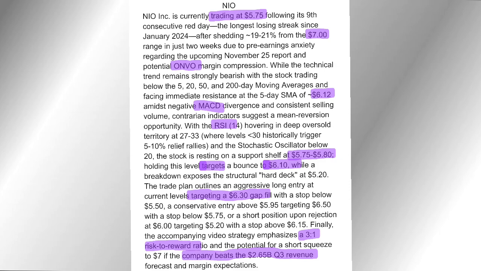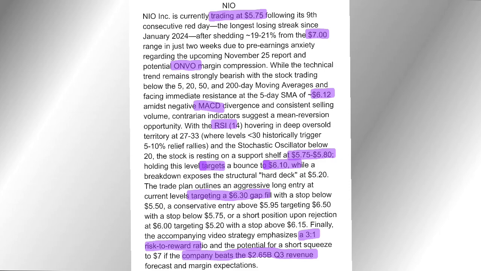Give me an example. You'd frame that aggressive long, the entry at 5.75, as your base case. That's the main trade, the one you actually believe in based on the signals. Okay, so what about the short position then? The short becomes a contingency plan. It only becomes the active trade if, let's say, NIO fails to hold that 5.75 support and then gets rejected at the 5-day SMA around $6.12. You'd establish a very clear if this, then that priority for the reader. Got it. Creating a clear path.